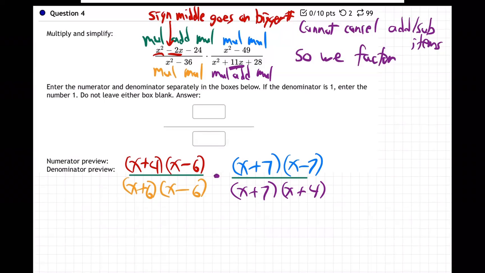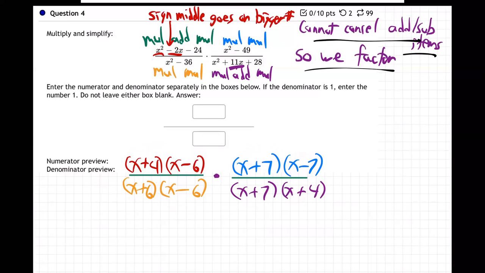Perfect. So now we've got them all factored, which means they're all multiplied. See how there's parentheses everywhere? We've transformed it from things added and subtracted to things multiplied, haven't we? Now it is things multiplied. So now we're allowed to cancel stuff. You cannot cancel added, subtracted items. So we factor, meaning we make them multiplied with parentheses, and now you're allowed to cancel.